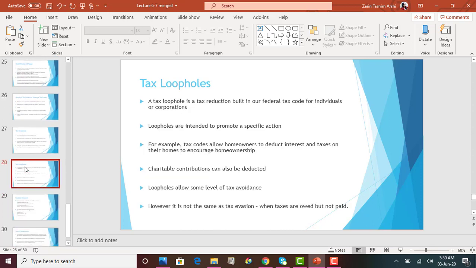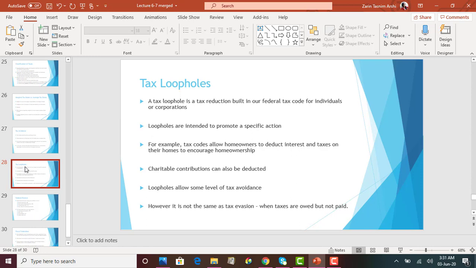Then we have tax loophole. A tax loophole is basically a tax reduction that is built into our federal tax code for individuals or corporations. These are some reductions or mechanisms provided by the government in our tax system, so that individuals and businesses can take some deductions and pay lower taxes on the total income they earn. For instance, tax codes allow, if we own a home, we can deduct our property taxes and our interest payment on the loan from our total income, and therefore our total income goes down, and therefore the tax that we pay also goes down.